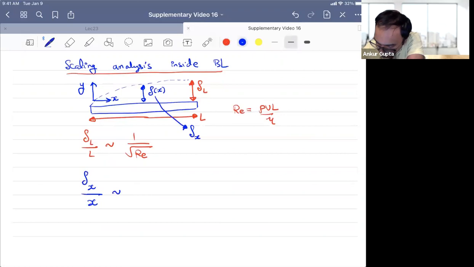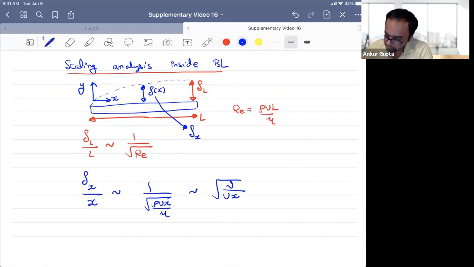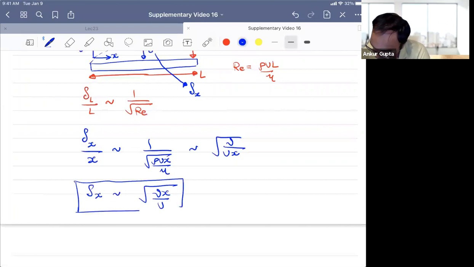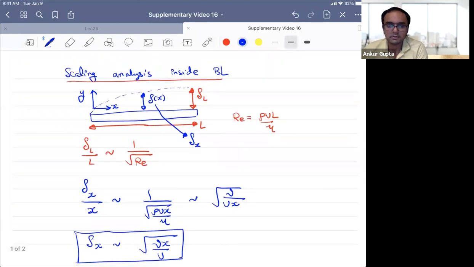This will basically become, where we just replace L by x, and we get this, or you can write this as nu by Ux. Or finally, you can imagine we can also write delta of x as square root of nu x by U. So it is a square root dependence, and it increases with distance as the square root of x. And just recall that this is for the assumption that the velocity is U outside.